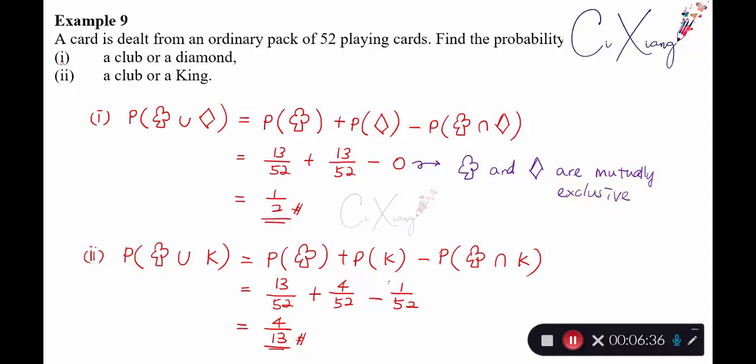The same thing happens for this one. When they ask you to find the probability for club intersect with king, you see that there's a value here, it is not equal to 0. Therefore, you can conclude that the club and king cards are not mutually exclusive.